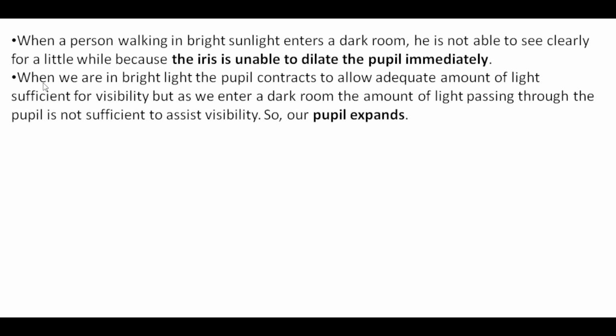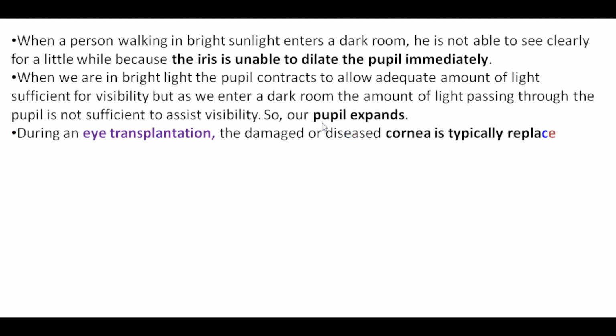और इससे भी पूछा जाता है: when we are in bright light the pupil contracts to allow an adequate amount of light sufficient for visibility, but as we enter a dark room the amount of light passing through the pupil is not sufficient to assist visibility, so our pupil expands. तो pupil जो होता है आंख का वो expand हो जाता है.